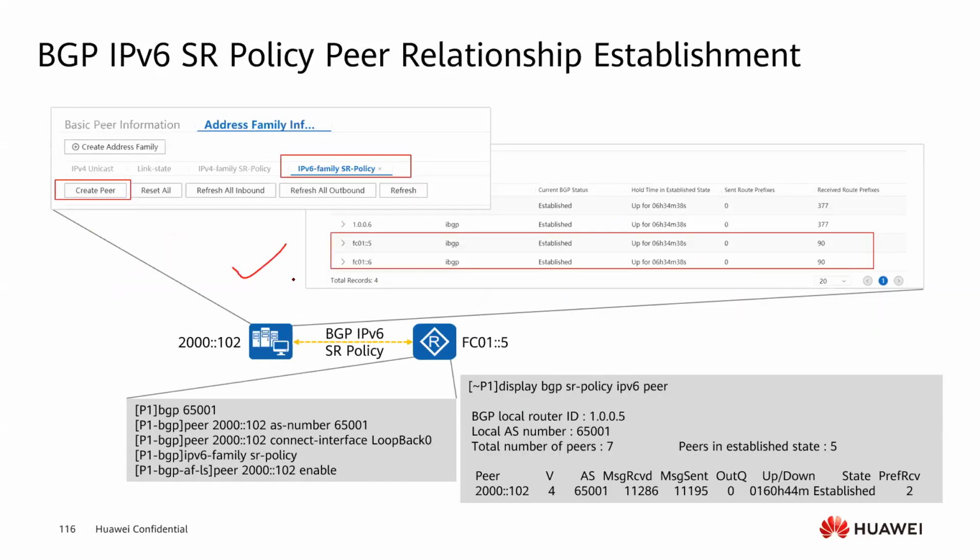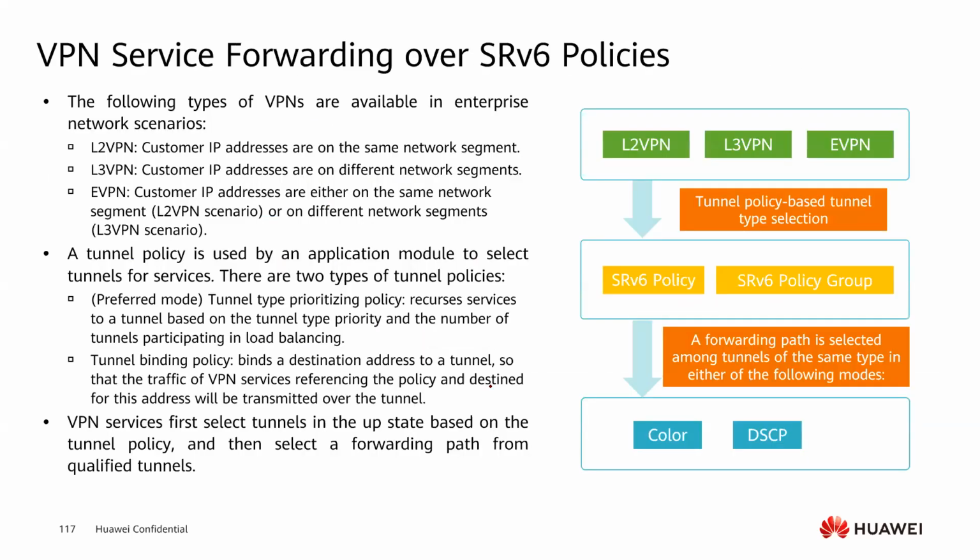Okay, here is a configuration. This is for the VPN. Then we can create a certain VPN in the controller and bind this VPN, using the tunnel policy, with the SRv6 policy or SRv6 policy group. Then, based on the color, we can do the forwarding.